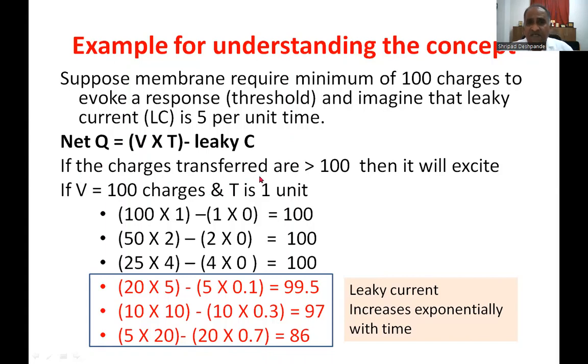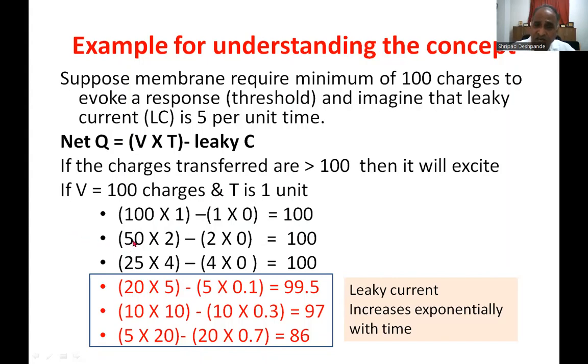Now let us imagine if the charges transferred are greater than 100, then it would excite. That's a threshold, or the threshold charges required for the membrane to be excited. Now, let us assume here, if the voltage is 100, the charges per unit time it transfers is 1 unit. So 100 into 1 is 100 charges. 100 volt gives 100 charge, 1 charge per volt. Let us take it in that way. So 100 into 1 is 100 charges, and the leaky current, when the unit of time is small, is negligible. It is almost equal to 0. So that is why I have put 0 here. The total is 100, and this 100 will excite the membrane.